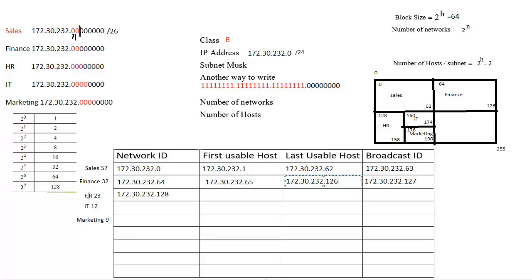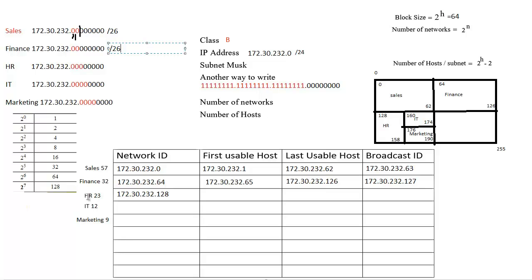Now the HR department does not need 64 hosts, they need only 23 hosts. This portion is a total of 64 hosts, so I divide it into 2, where I get 32 IP addresses, and this I allocate for HR. One more thing: this department's CIDR is 26, and this department's CIDR is also the same, because it is also using 26 bits for network. So this is also CIDR 26.